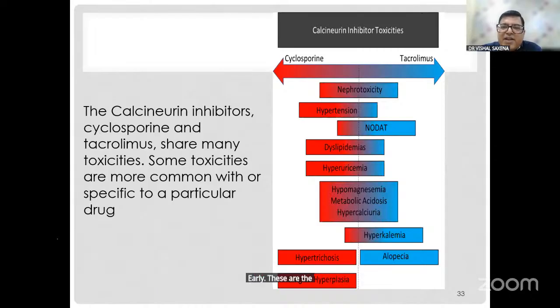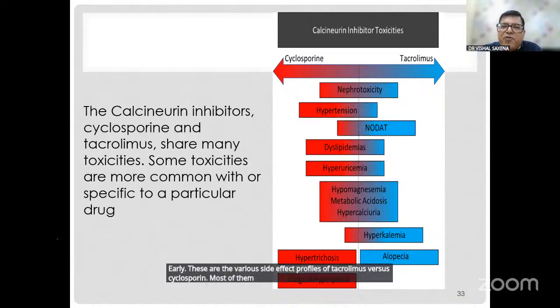These are the various side effect profiles of tacrolimus versus cyclosporin. Most of them overlap, but if you look at NODAT, more in tacrolimus, neurotoxicity, more in tacrolimus, hyperkalemia and alopecia, more in tacrolimus.